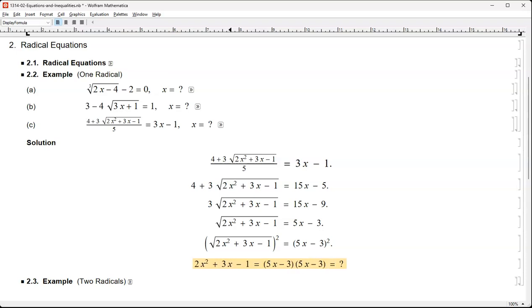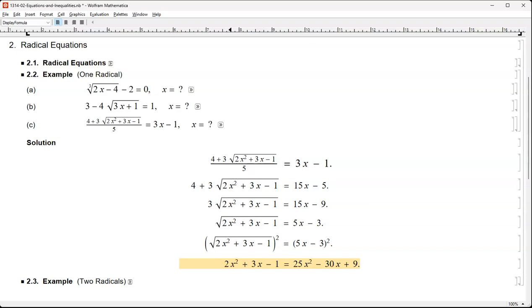FOIL out. You can do that, or you can use the complete square formula as I'm doing right now. Ax squared, so 25x squared, squaring the first term, and then twice of 5 times 3, so that's 30x, and square 3, so we get this by complete square formula. That's handy. I prefer to use complete square formula over just foiling out whenever I have square.